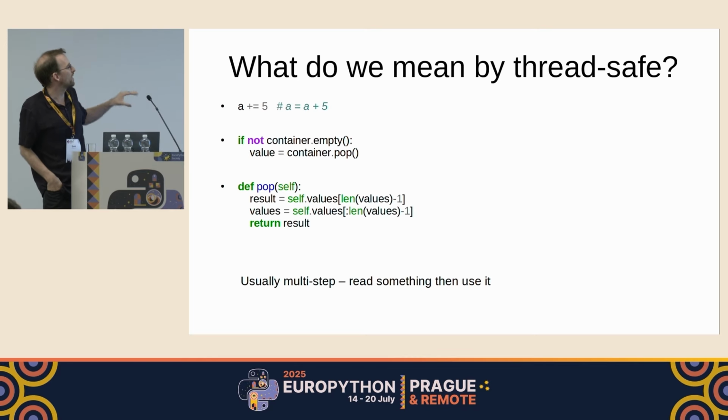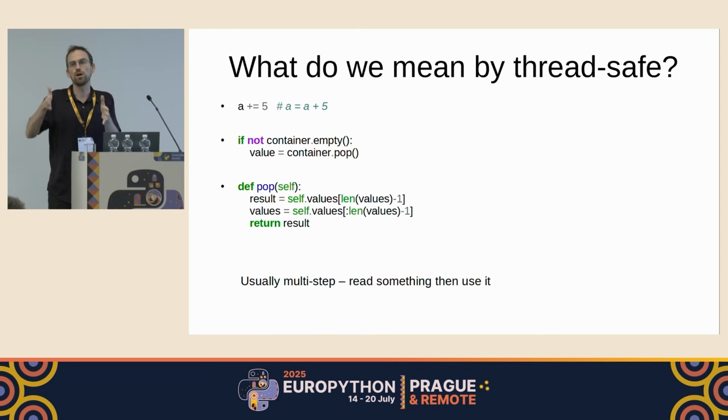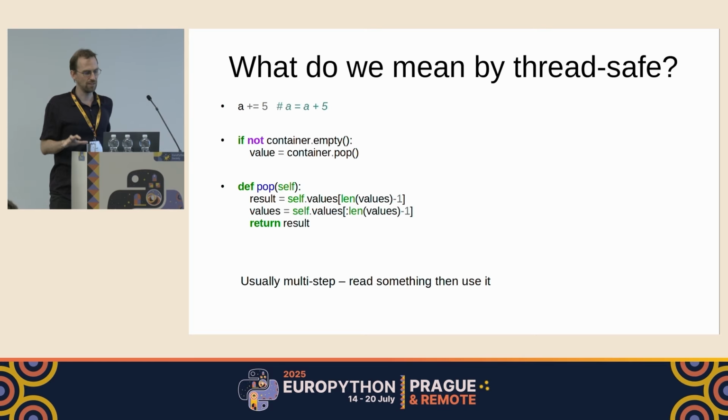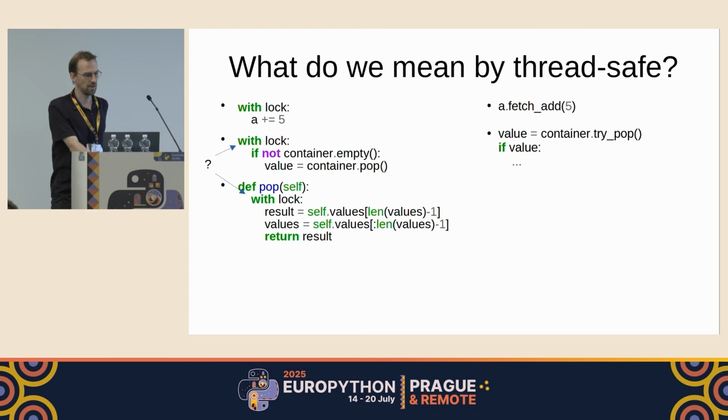And again, the point is that to pop from the end, you're reading the length of the container, you're reading the last element, then you're truncating it. There are multiple steps, and if another thread gets in the way, then it all goes wrong. And that's usually not what you want. So the important thing about these thread safety issues is they're usually multi-step. You read something and you do something with the data, and typically we want to make sure that nothing else will change the data in between.